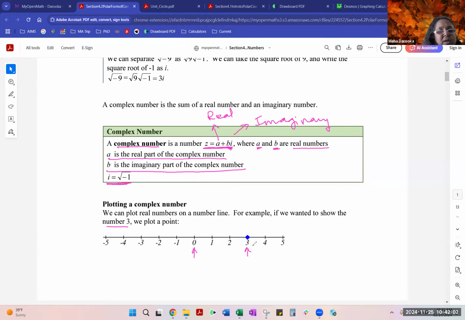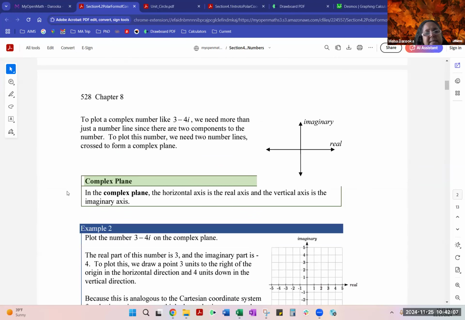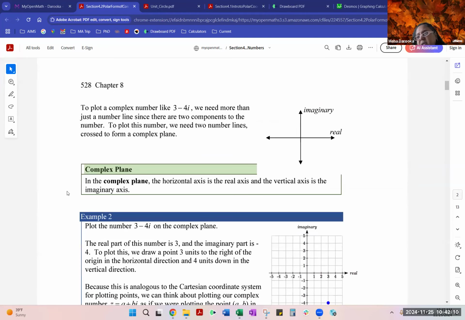Now, how would that work for a complex number? A complex number would have, you can see it looks like our Cartesian coordinate system, but the only difference is your horizontal axis is the real axis. Your vertical axis is now going to be the imaginary axis. You cannot do it on a single straight horizontal number line. You would need horizontal and vertical axes. Like I said, the horizontal is always going to be real. The vertical is always going to be imaginary.